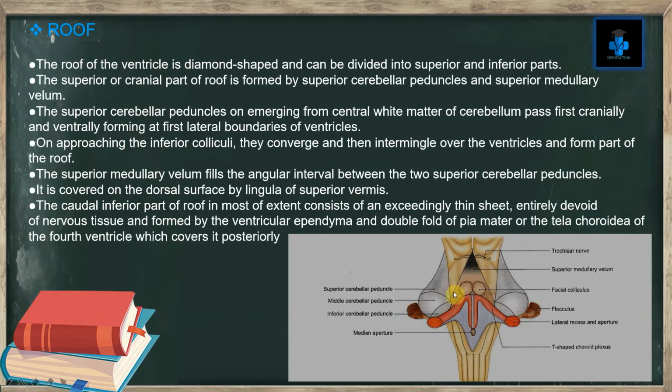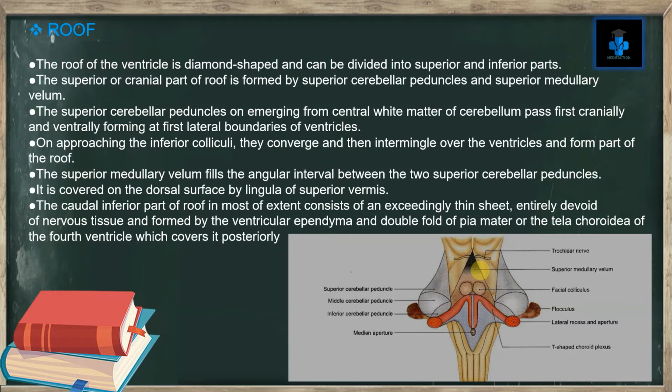So this was the superior medullary velum which we were talking about previously. On approaching the inferior colliculi, they converge and then intermingle over the ventricles and form part of the roof. The superior medullary velum fills the angular interval between the two superior cerebellar peduncles. So these are the two superior cerebellar peduncles, and here we can see the superior medullary velum fills it.